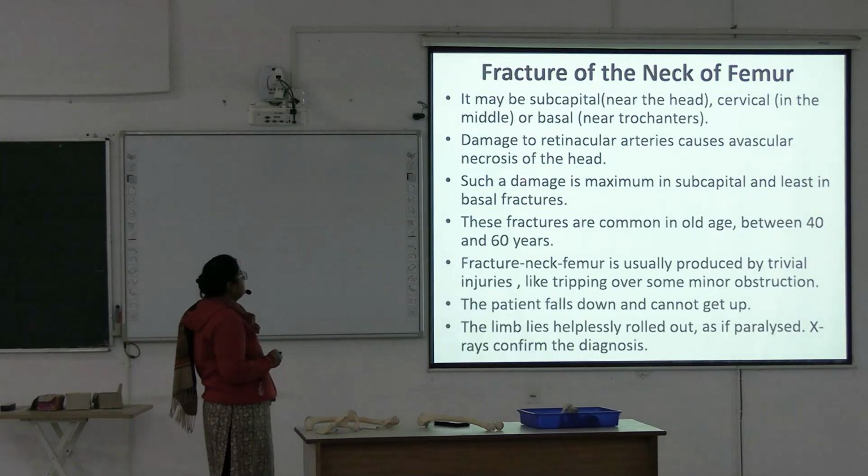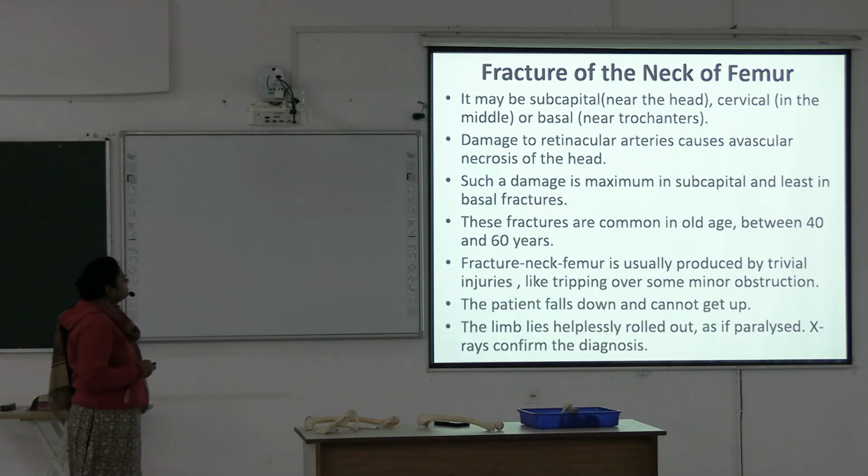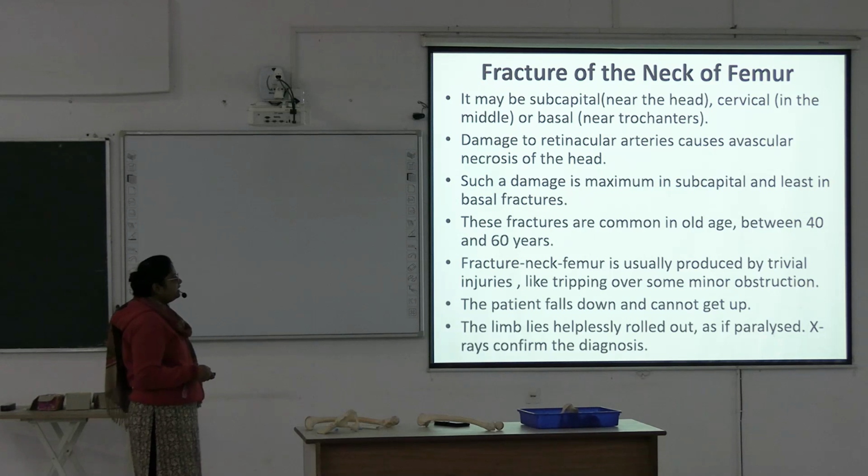Next, fracture neck of femur. We have discussed it yesterday. These are the types: subcapital, cervical, basal. Damage to the retinacular artery causes avascular necrosis of the head, and damage is maximum in subcapital and least in basal fracture. They are common in old age, between 40 to 60 years. Fracture neck of femur is usually produced by trivial injuries like tripping over some minor obstruction. The patient falls down and cannot get up. The limb lies helplessly rolled out as if paralyzed, and X-rays confirm the diagnosis.